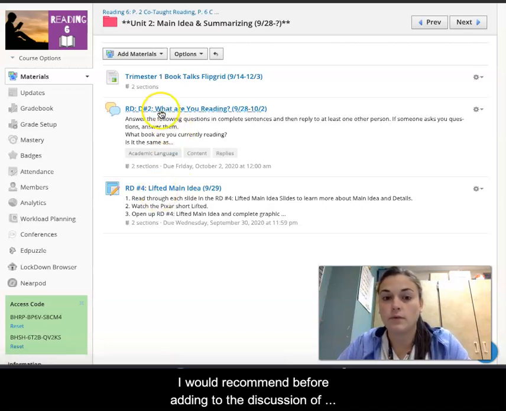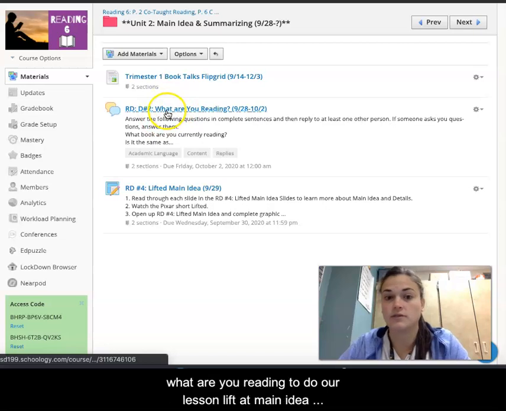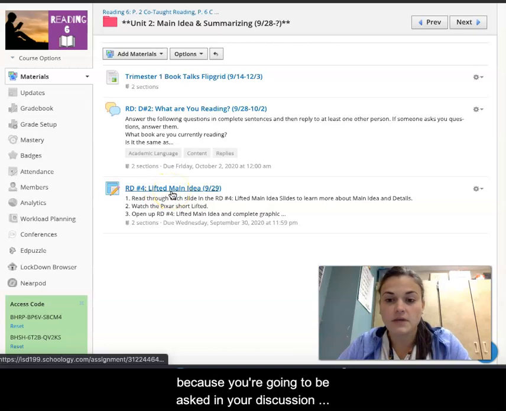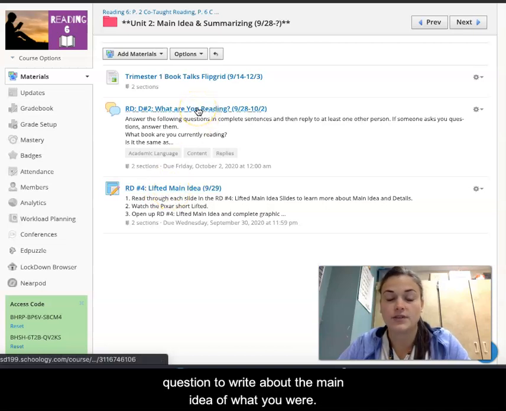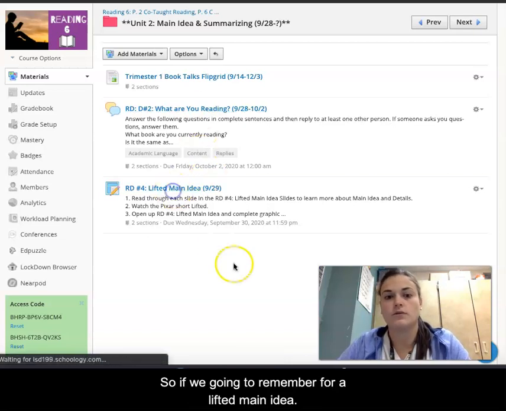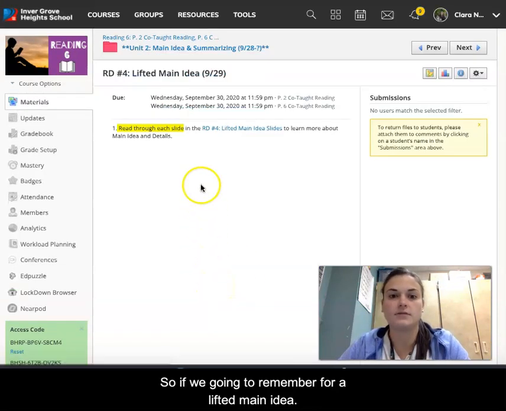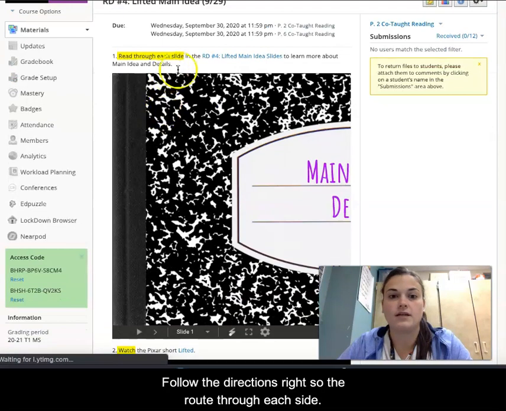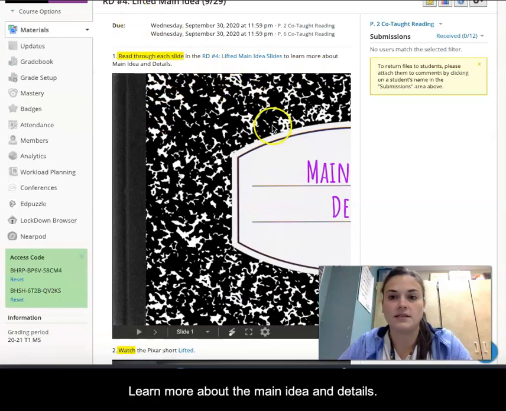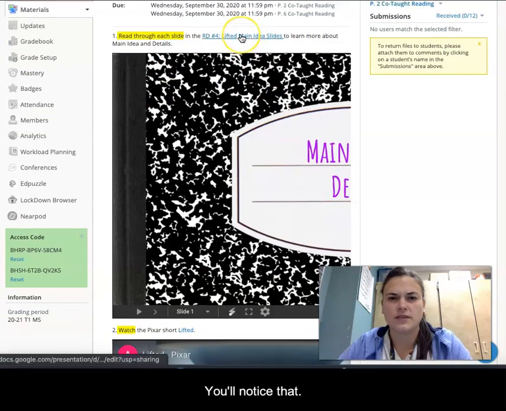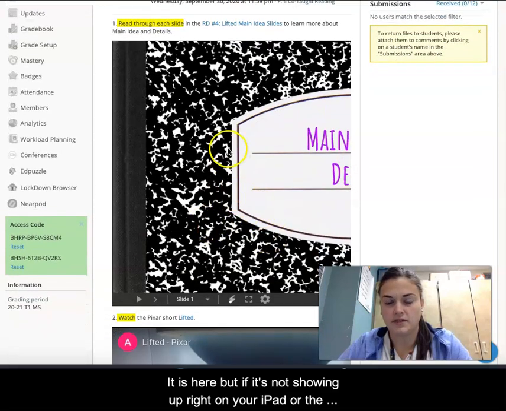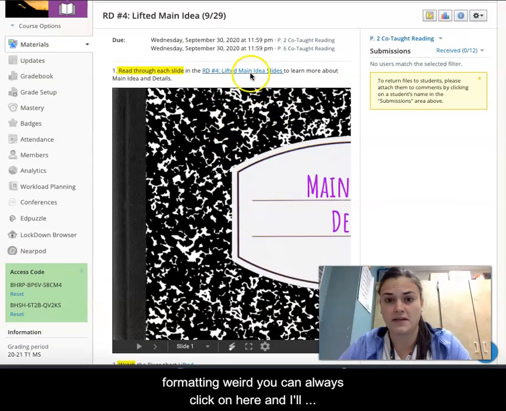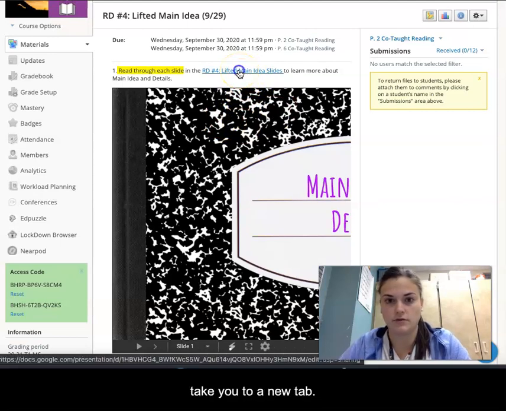I would recommend, before adding to the discussion of what are you reading, to do our lesson Lift It Main Idea, because you're going to be asked in your discussion question to write about the main idea of what you read. So if we go into read number 4, Lift It Main Idea, you'll follow the directions. You'll read through each slide to learn more about the main idea and details. If it's not showing up right on your iPad or the formatting is weird, you can always click on here and it'll take you to a new tab.